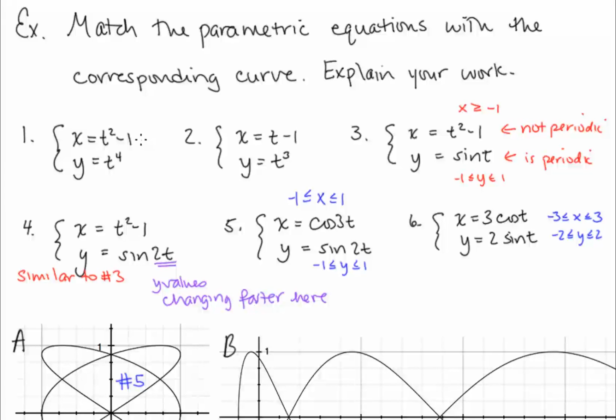X equals t squared minus 1, y equals t to the 4th, x equals t minus 1, and y equals t to the 3rd. Notice here that x is going to be greater than or equal to -1 here. Again, it's the same t squared minus 1 that we had here. And y is going to be greater than or equal to 0. Where here, x can be any real number, and y can also be any real number. So let's see if that helps us determine which of the remaining two graphs is which.